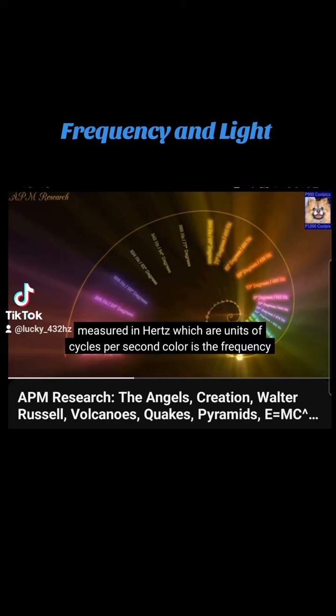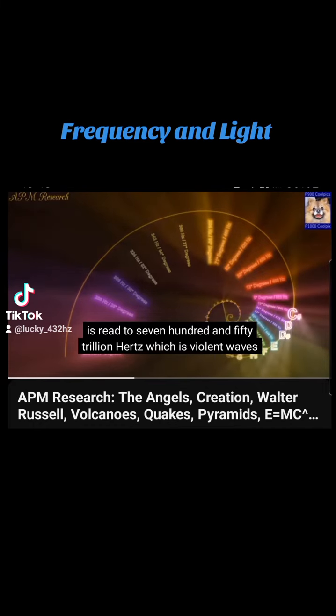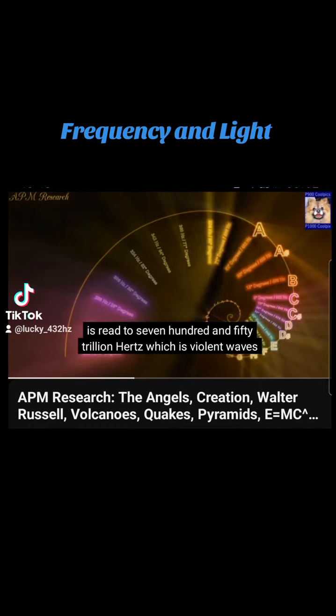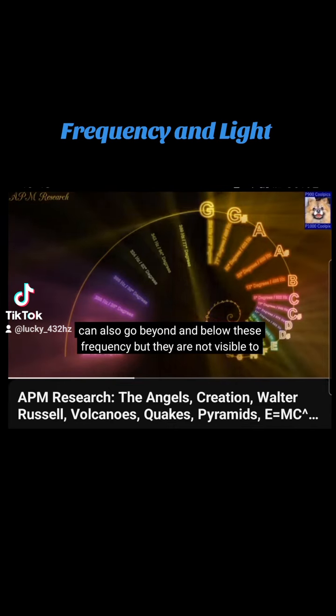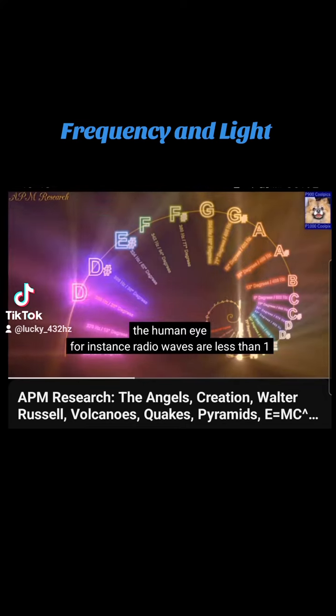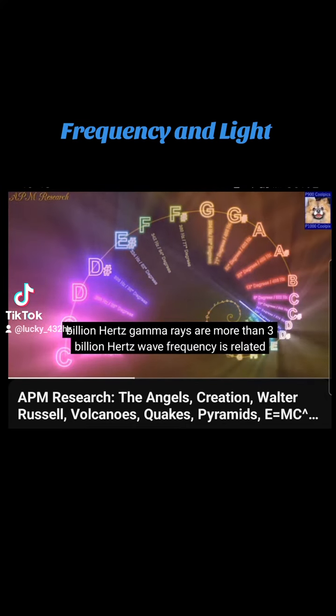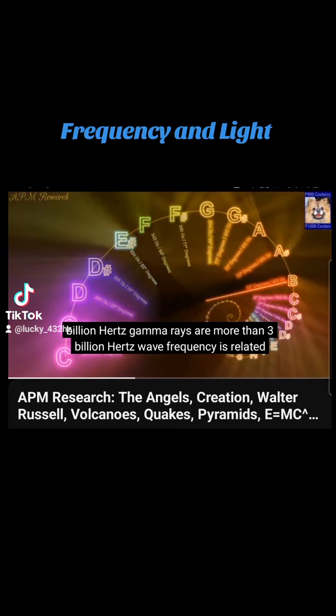Colour is the frequency of visible light, and it ranges from 430 trillion Hz, which is red, to 750 trillion Hz, which is violet. Waves can also go beyond and below these frequencies, but they are not visible to the human eye. For instance, radio waves are less than 1 billion Hz. Gamma rays are more than 3 billion Hz.